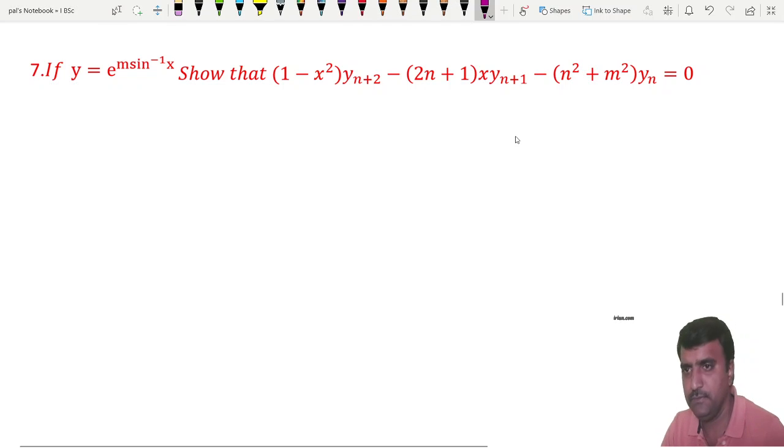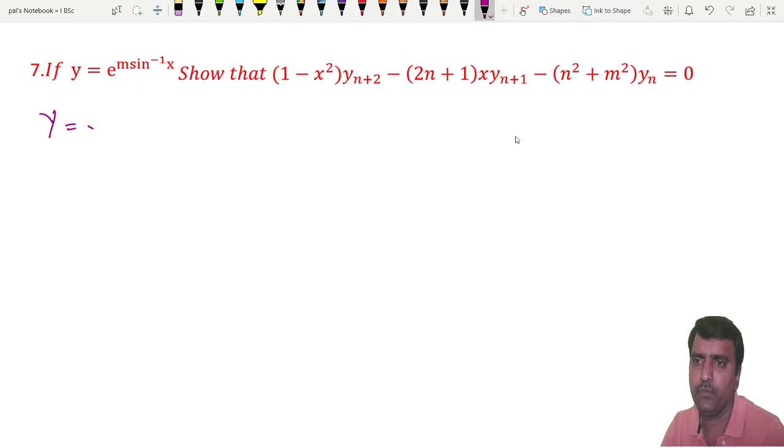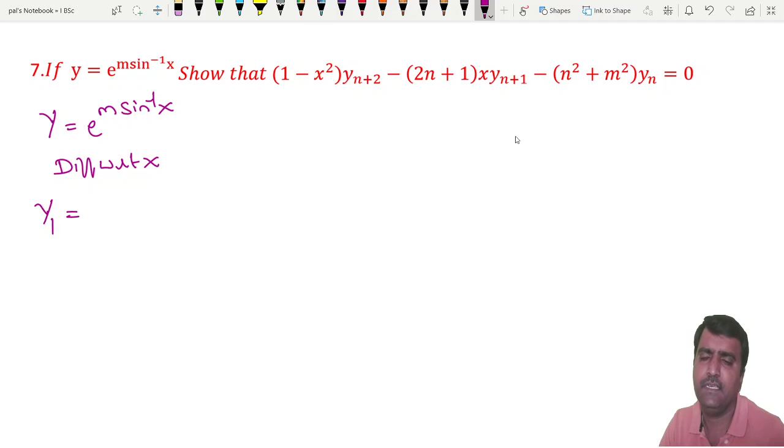So let y is equal to e to the power m sin inverse of x. That is the given function. As you differentiate this with respect to x, the differentiation of y is y1, which is equal to the differentiation of e to the power of anything, which is e to the power of that anything. So the differentiation is e to the power of m sin inverse of x. Again we have to differentiate this power, that is m sin inverse of x. So now you take m, the differentiation of sin inverse of x is 1 by root of 1 minus x square.